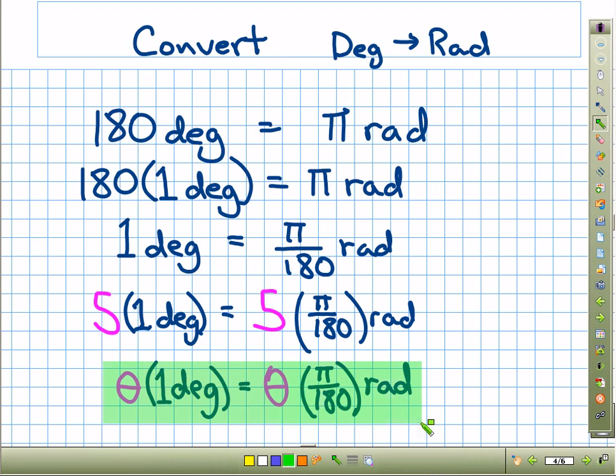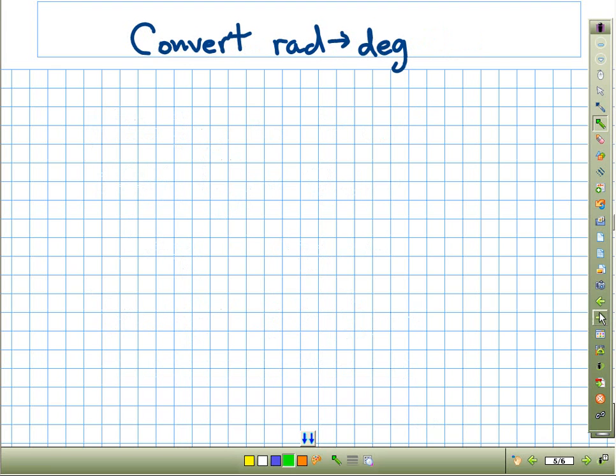Any questions about that? Okay, no questions? Now let's go the other way, and then we'll put them together and just do some random conversions. Let's suppose we want to convert radians to degrees. So where would you begin on this one? What relationship would you go back to?